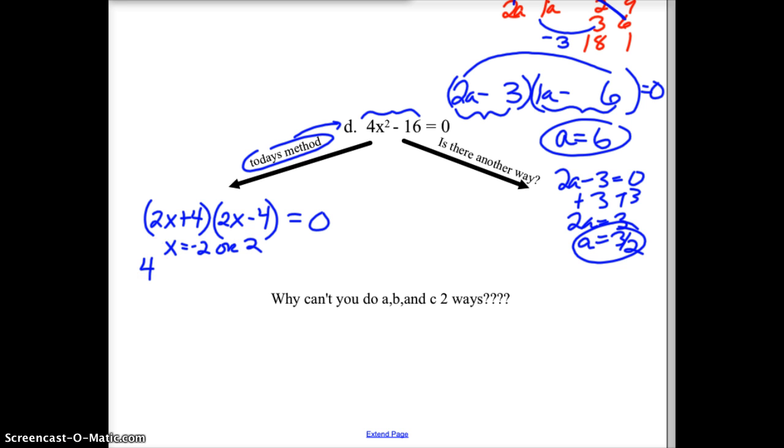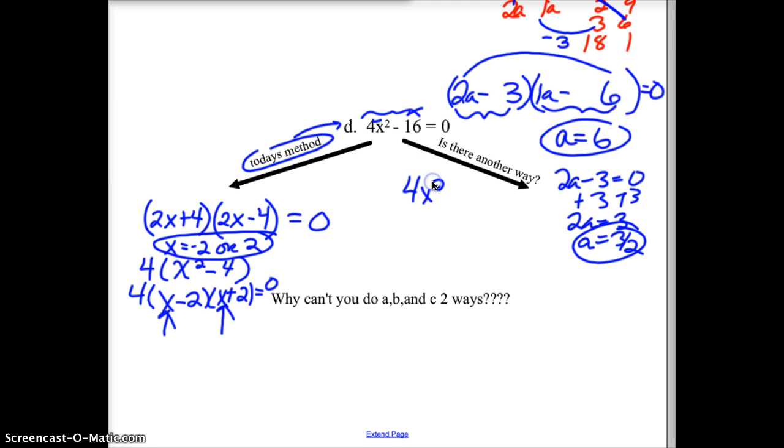Or I could pull a 4 out first and call it x squared minus 4, because these both have a 4 in common. And I could say that's 4 times x minus 2 times x plus 2. Well, again, in order for that to equal 0, x would have to equal 2 or negative 2. Same answers. That's today's method. Factoring and then solving by setting each factor equal to 0.